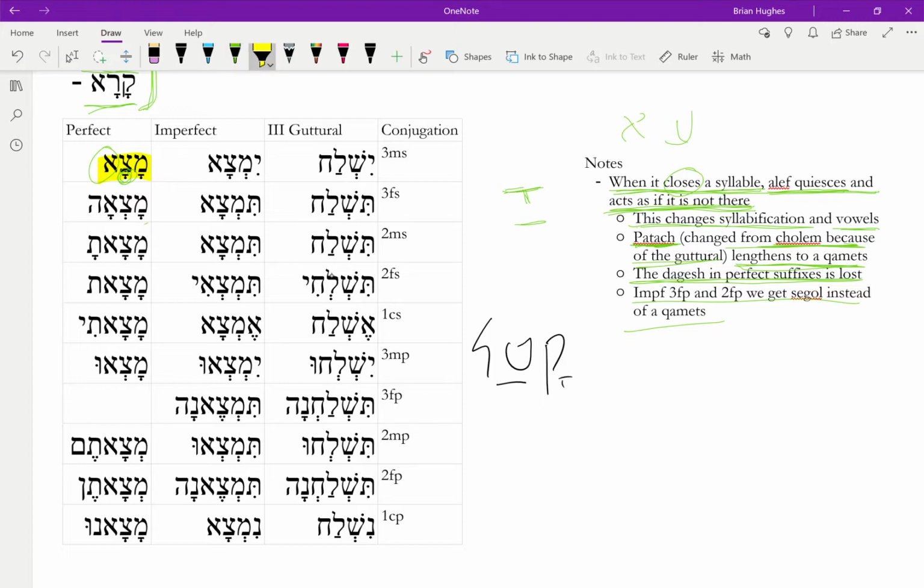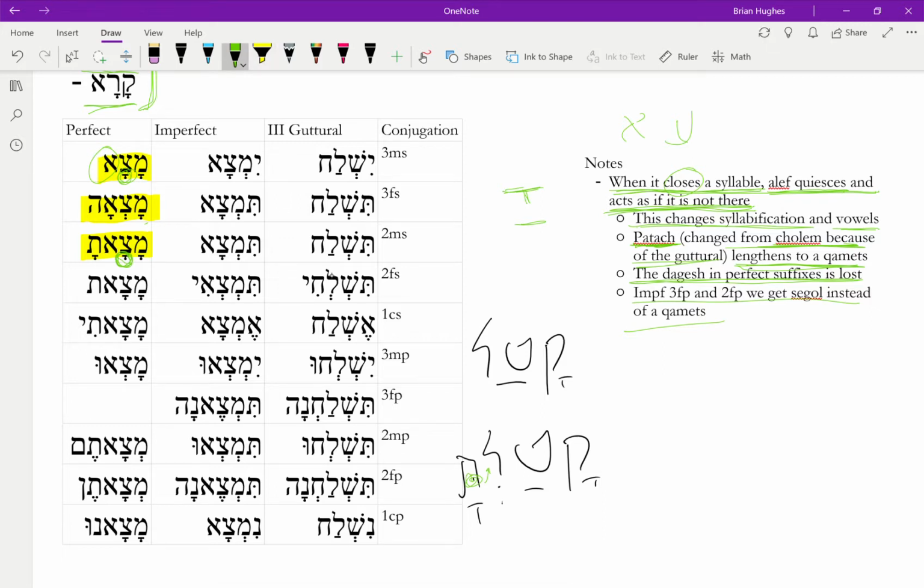So we have matzah, matzata, and here we see that there's no dagesh. Remember that normally we would have katalta, with a dagesh here in the tav, and that's a weak dagesh because it's preceded by the sound of a consonant. But now this tav is not preceded by the sound of a consonant because aleph is quiescing. It's preceded by the sound of this vowel, and so if it were to have the dagesh, it would become a strong dagesh because vowels invigorate it, and so it goes away.